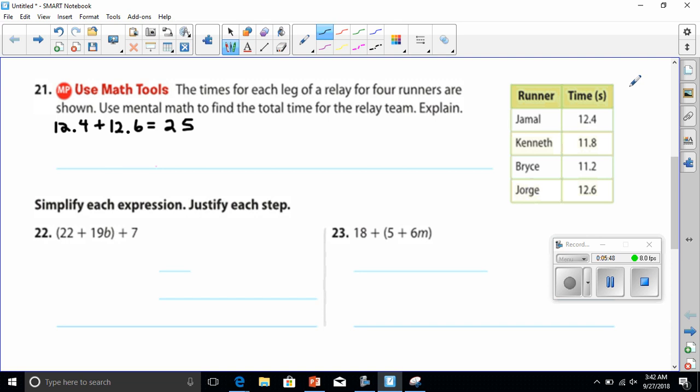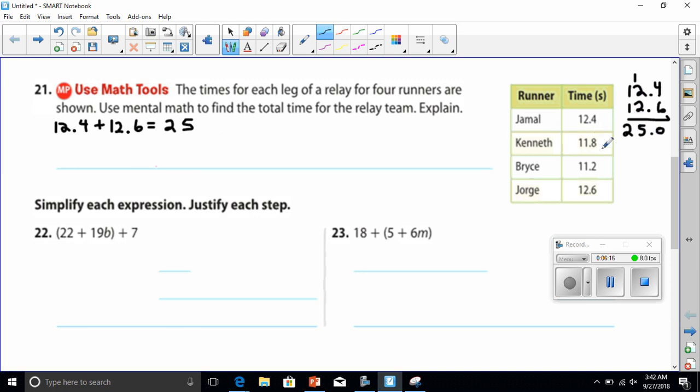For those that can't do that in their head, watch over here as I work it on the side. 12.4 plus 12.6. 4 plus 6 is 10, so I put the 0 there. I carry the 1. 1 plus 2 plus 2 is 5, and 1 plus 1 is 2, so that we get 25.